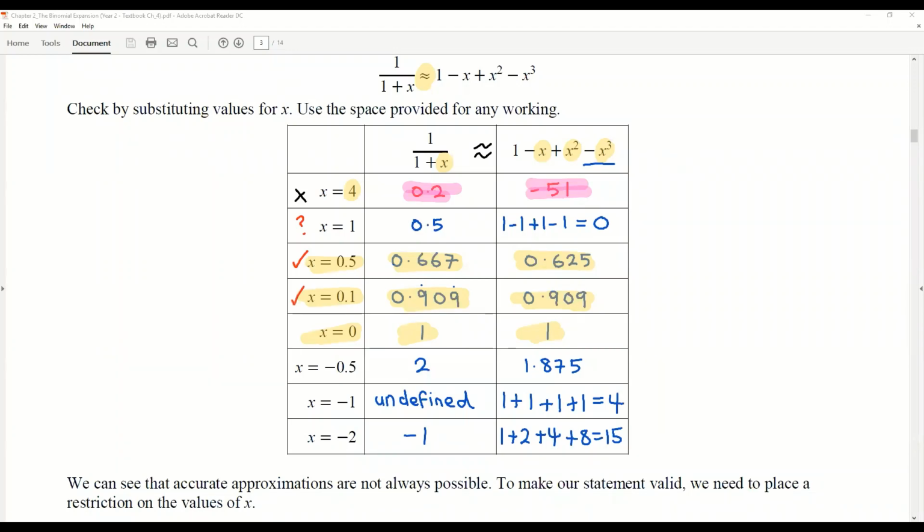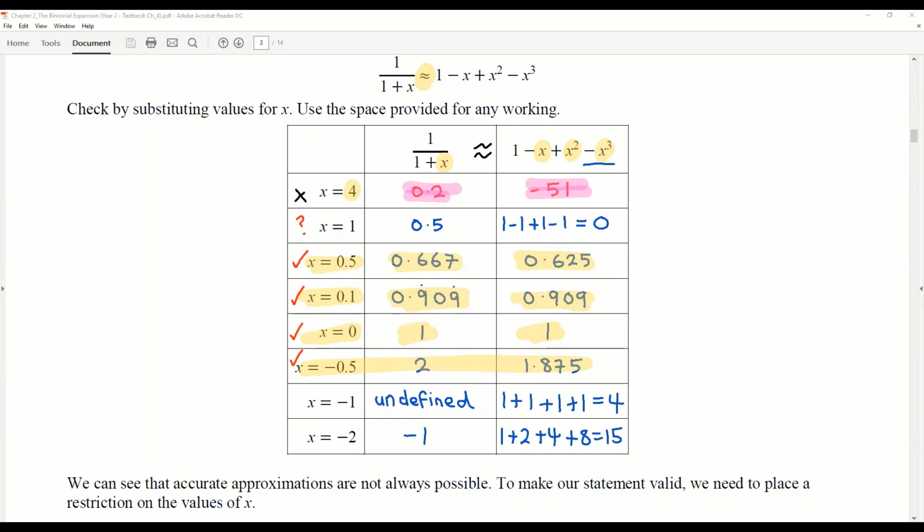Okay, but is that just an anomaly? A standout result? Well, we've got 3 in a row there. And then if I put in x equals negative 0.5, I'm going to get 2, and then my approximation on the right-hand side was 1.87, which is pretty close, and I think that's a good result. So I'm going to say, yeah, that's a good result.